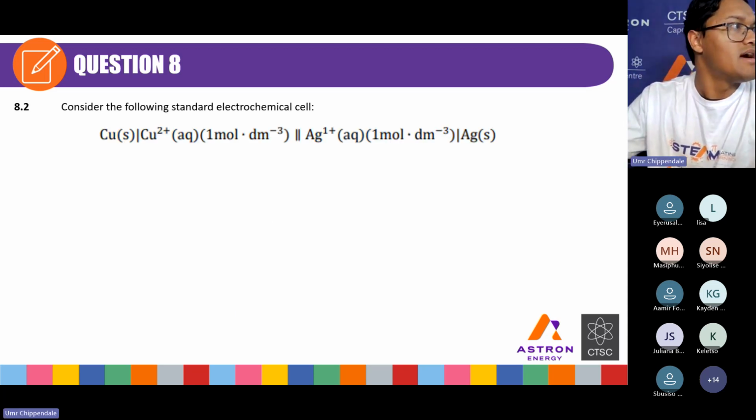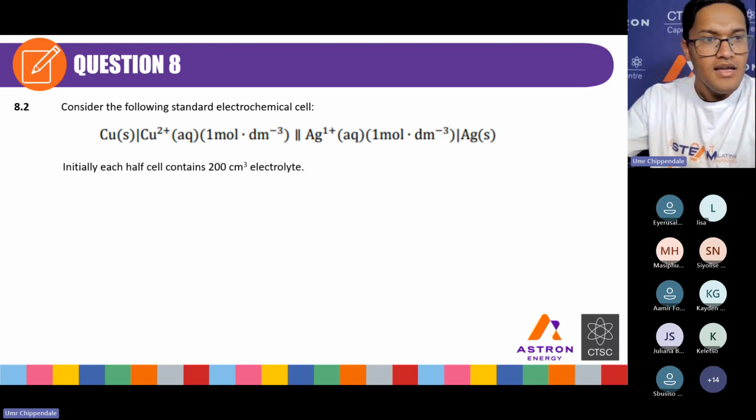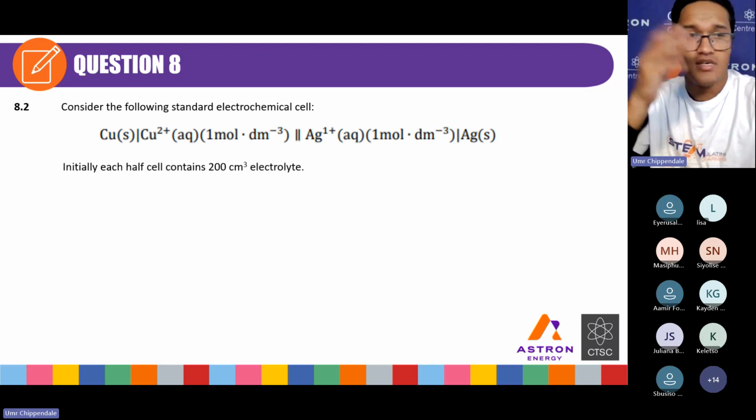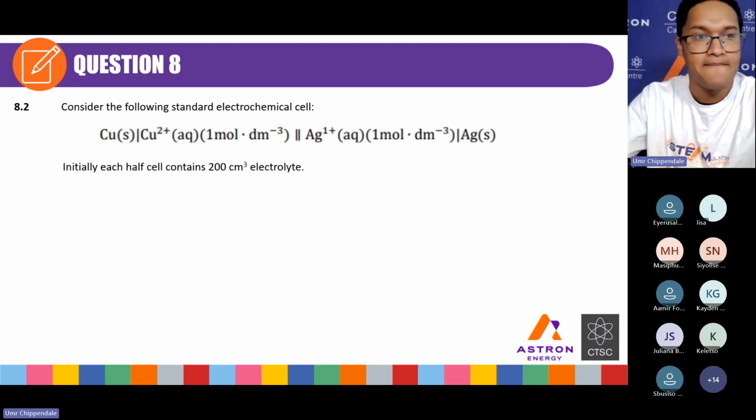Now, moving on, 8.2. Consider the following standard electrochemical cell, as given over here. Initially, each half cell contains 200 centimeter cubed of our electrolyte. So there we can see we have centimeter cubed. We might have to change to decimeter cubed. Remember, always divide by 1,000.